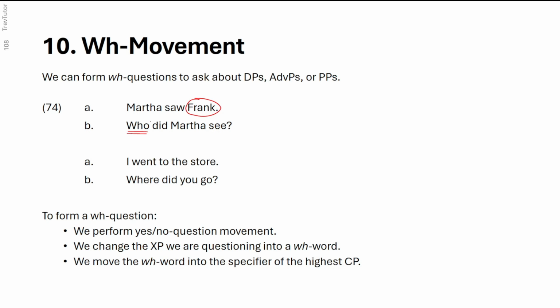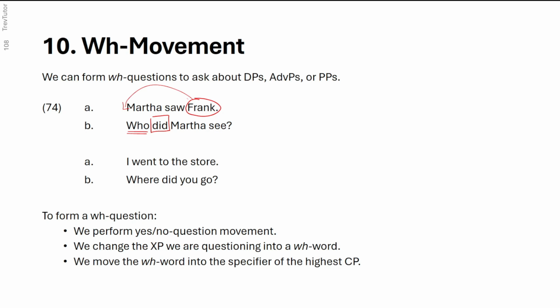Now, we seem to be having some yes-no movement going on because we have "did Martha see," and then you could put someone's name after there. And then we also have the thing we're questioning moving even more upfront than "did" in this case.